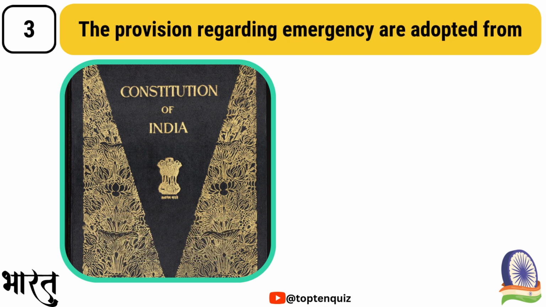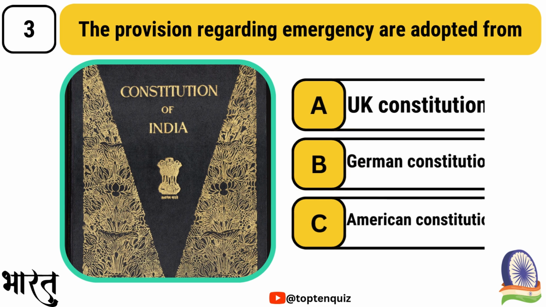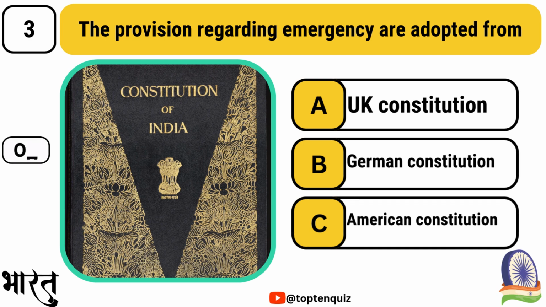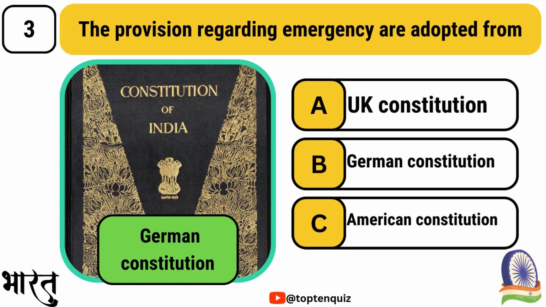The provisions regarding emergency are adopted from option A UK Constitution, option B German Constitution, option C American Constitution. The answer is German Constitution.